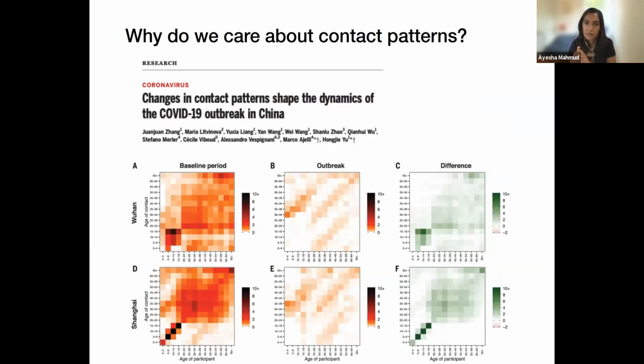So this is a really great paper by Zhang et al. It was published in Science, looking at these contact matrices from a baseline period in Wuhan and in Shanghai, and then looking at what these contact patterns looked like during the outbreak. And you can see this dramatic drop once lockdown is announced. And clearly contact patterns are changing, not just in terms of the reduction in levels. So the lighter colors indicate a lower average number of contacts, but there's also some shifts in some of these patterns, where there's this hollowing out of contact amongst children, for example, and some other interesting patterns that emerge. And they go on to show that this really shaped what the early dynamics looked like in both Wuhan and Shanghai.